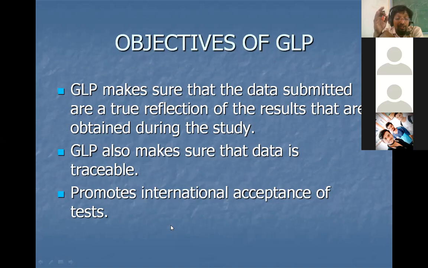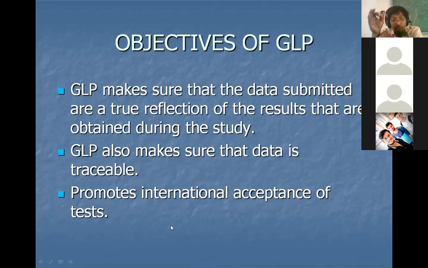Changing the test result is the biggest problem with laboratories. If they're not getting the exact results they want, they start changing them, and this is not acceptable. GLP will make sure that all the results obtained during the test reflect the true, original results.